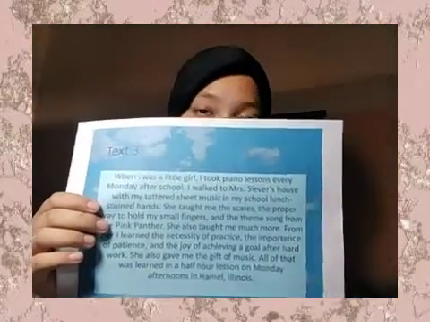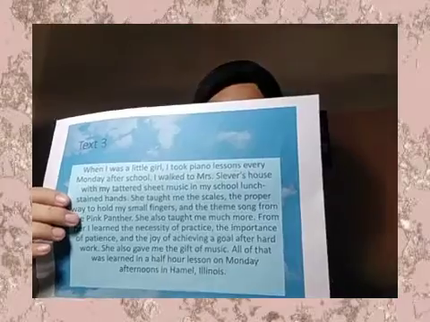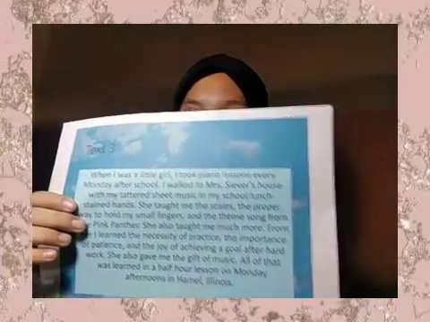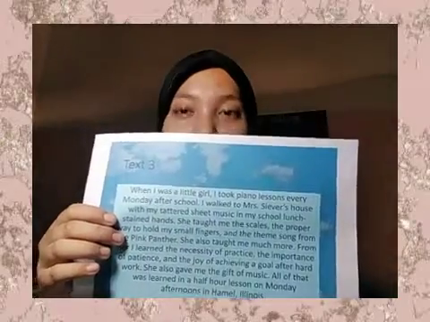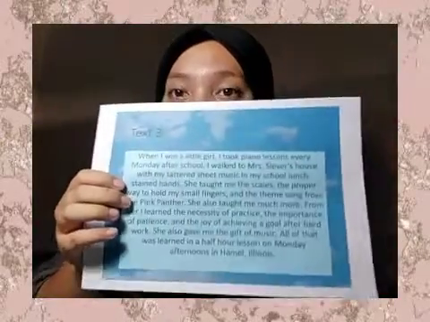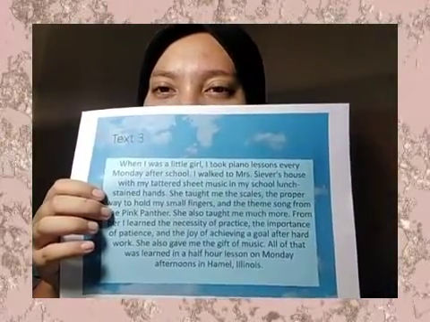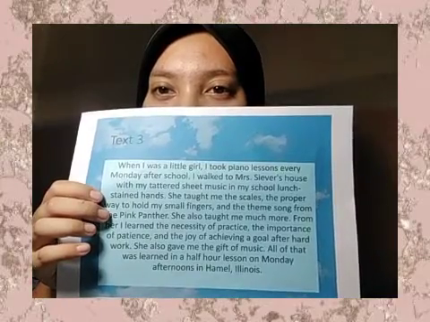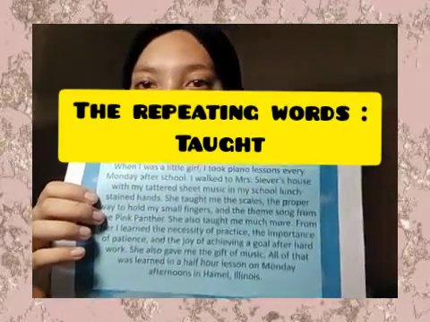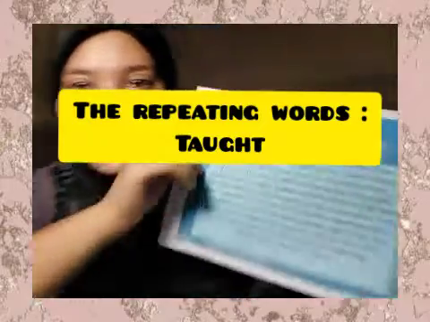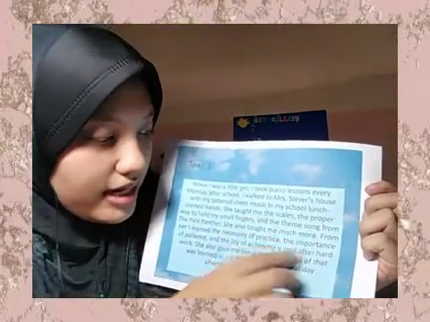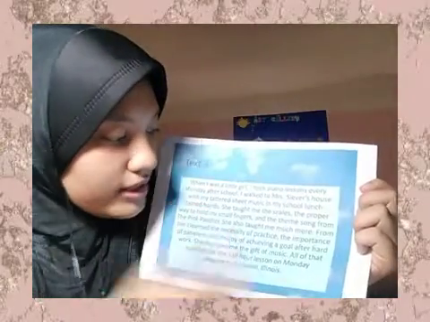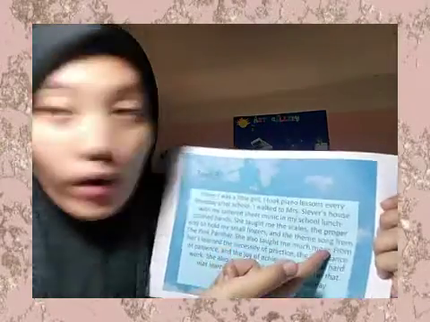Okay, so the main idea of the text is piano lessons can teach somebody about music, passions, and life lessons. Why? Because in the text, the writer uses the repeating word, taught. She taught me the skills, and then in the next sentence she used it again. She also taught me much more.